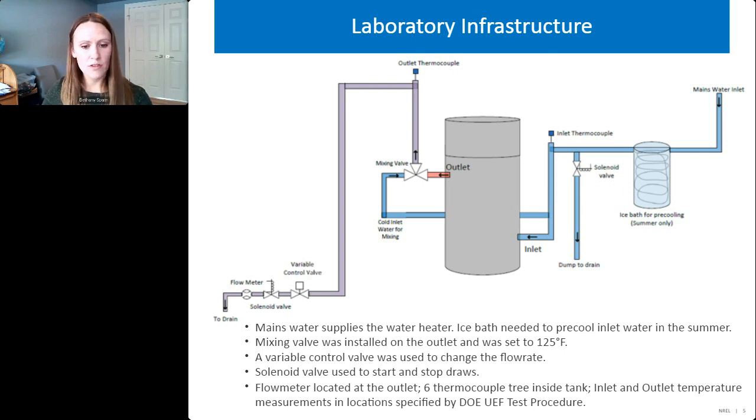So a control valve to allow us to change the flow rate, a solenoid valve to ensure that the draws were sort of crisp on and off, and then a flow meter. Not shown in this diagram, but included in the tests, were 6 internal temperature measurements as outlined in the UEF test procedure.